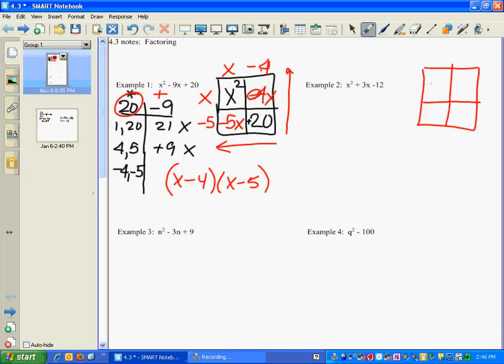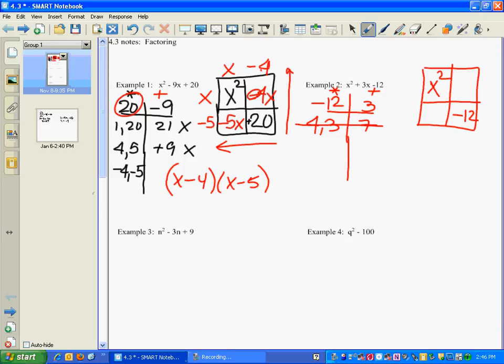So what goes here? X squared. What goes here? Okay. So we want to get a product of negative 12, but we want to get a sum of the factors of 3. So what are your factors of negative 12? Well, 4 and 3 gives me 7. And it also doesn't give me negative 12. So you got to remember, how much?